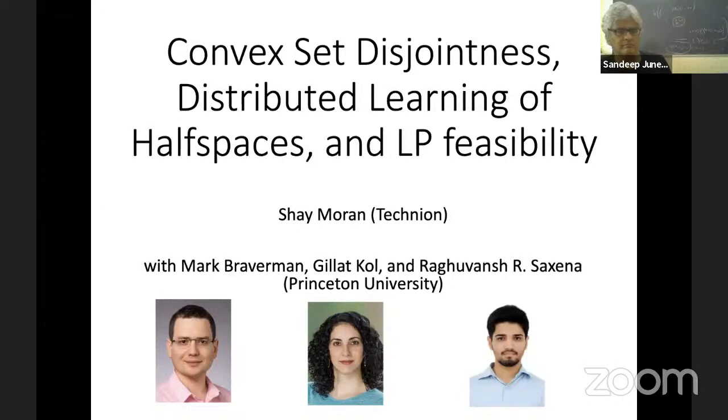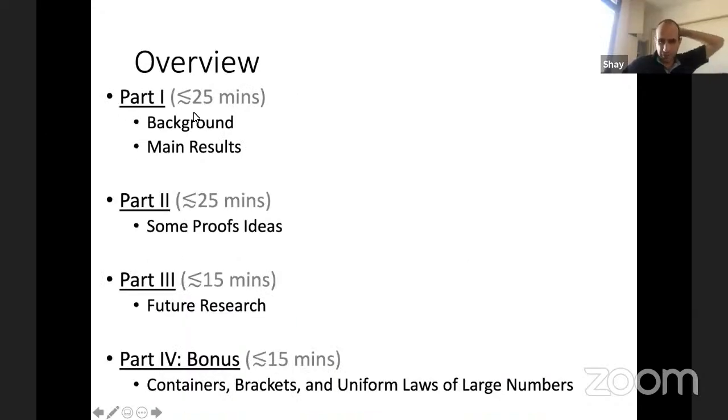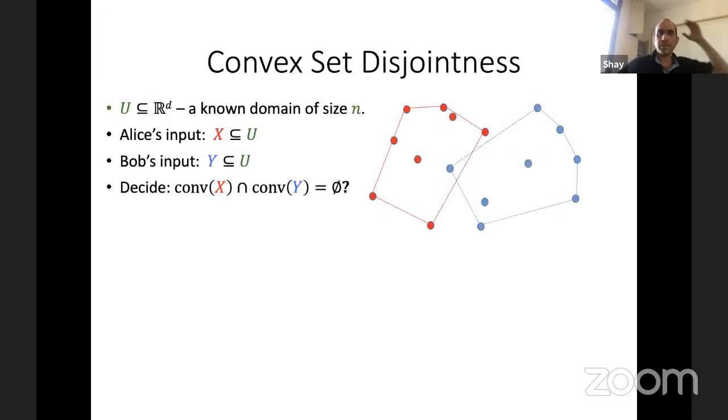Okay, so I'll first start with giving a background and stating the main results. This should take maybe 20 minutes. Then I'll go over some of the proof ideas, and then we'll finish with future research. Probably we won't have time for the bonus part, which is about a statistical combinatorial open problem or concept, which has many interesting problems, but we'll see. I'll probably not get there.